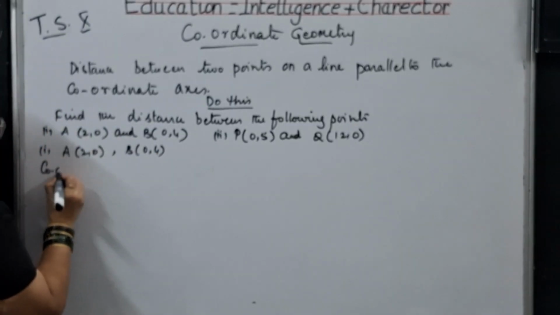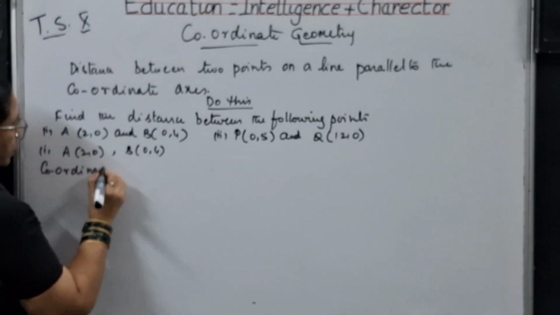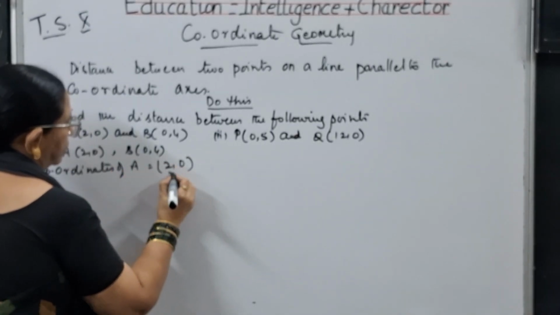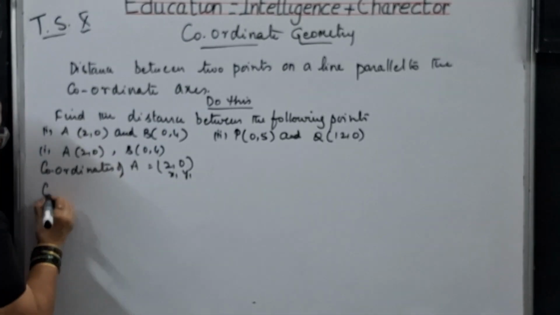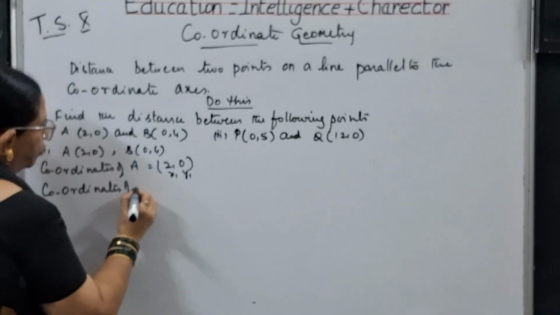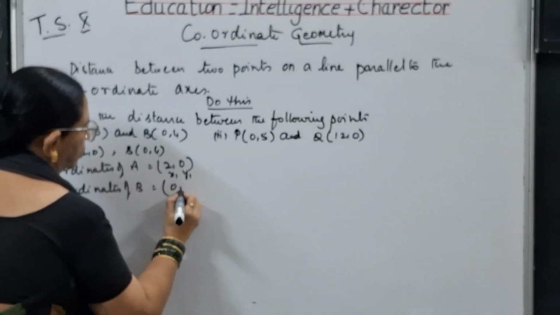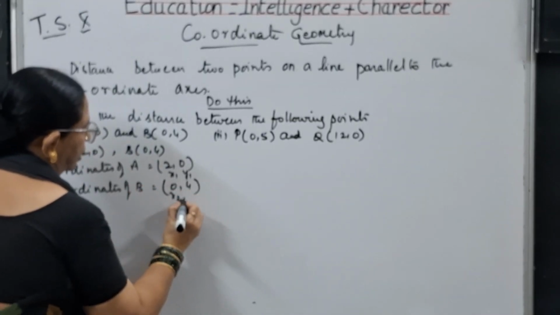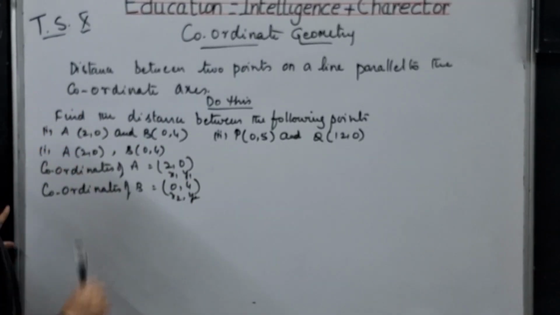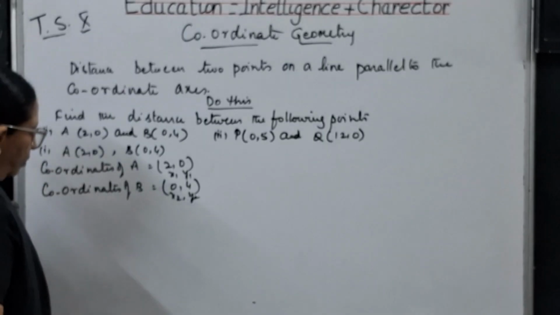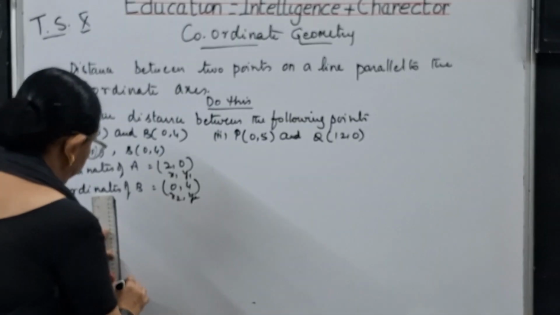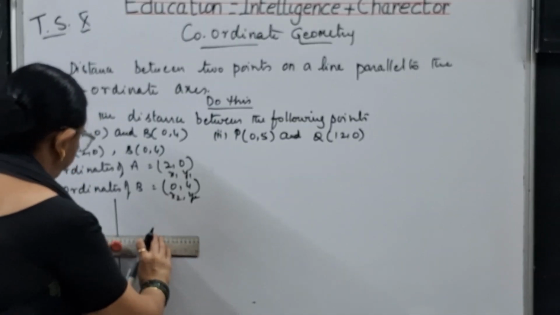That means coordinates of A is equal to (2, 0). Consider it as x1 and y1. And coordinates of B is equal to (0, 4), x2 and y2. So in this case, one point lies on the x-axis, one lies on the y-axis. So let us draw the figure as we have done previously.